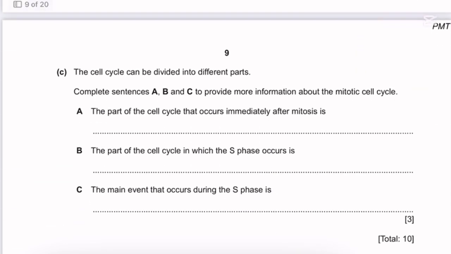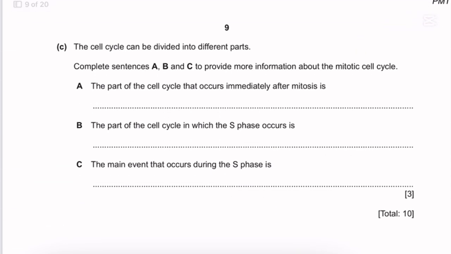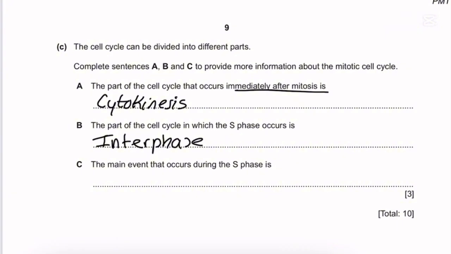Now this brings me on to C. The cell cycle can be divided into different parts. Complete sentences A, B, and C to provide more information about the mitotic cell cycle. The part of the cell cycle that occurs immediately after mitosis: immediately after mitosis is cytokinesis, where the cell is going to split. And then the part of the cell cycle in which the S phase occurs is interphase. The main event that occurs during the S phase is DNA replication, the synthesis phase for DNA synthesis, as well as histone protein synthesis.